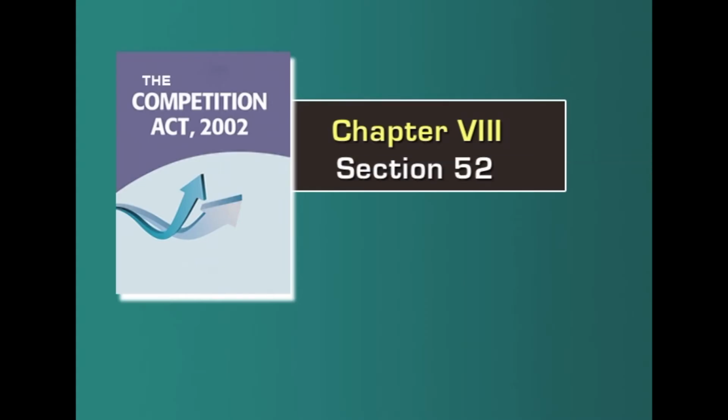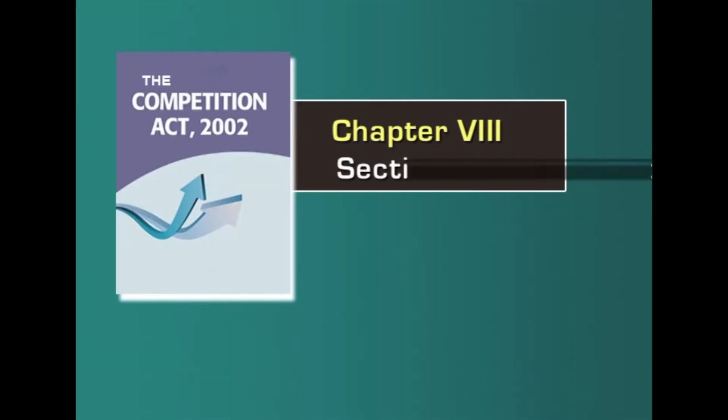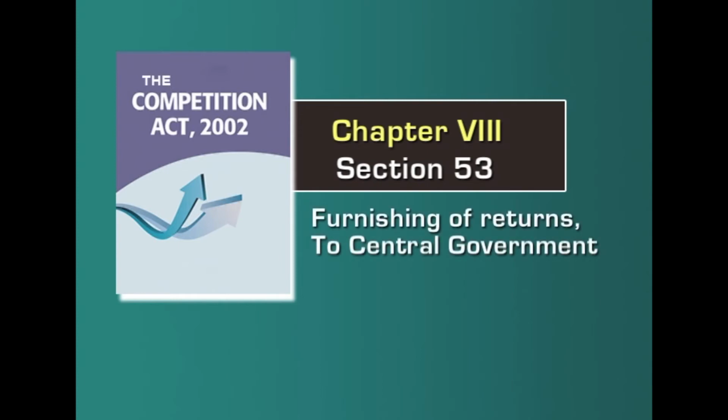Section 52 talks about accounts and audit. Basically there is an obligation upon the commission to maintain accounts and prepare audit reports as and when they are called for by the government of India. Section 53 mandates furnishing of returns to be filed to the central government.